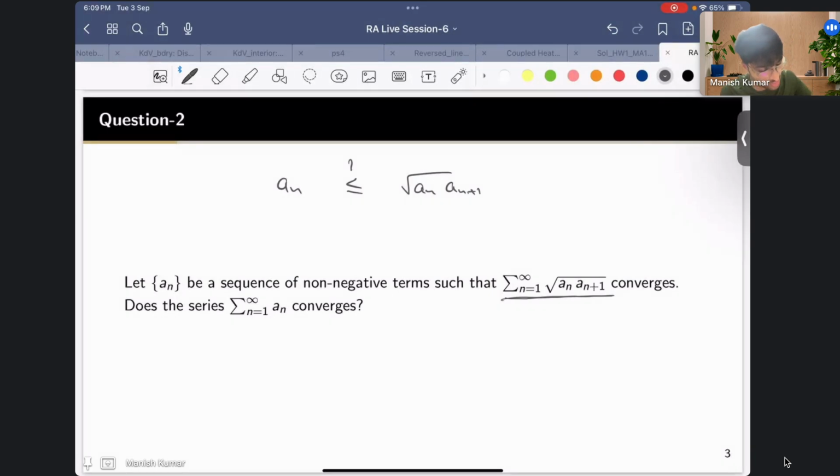But over here you see this an plus 1. If you want to replace, you need to assume. So suppose I assume an plus 1 is greater than or equal to an. Then it's obvious. Then this is true, and then you can prove that it is convergent, right? So this is, I guess, the next problem. If I have some condition like this, then it's a very easy problem. Then you are through.